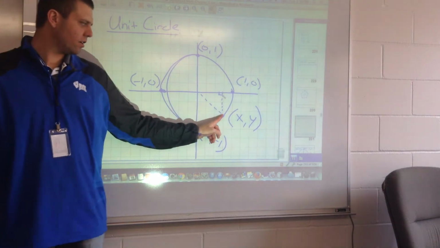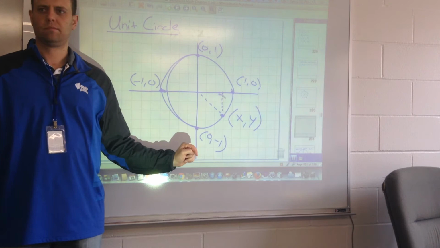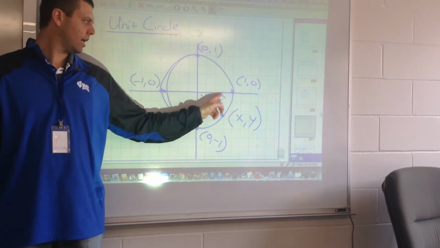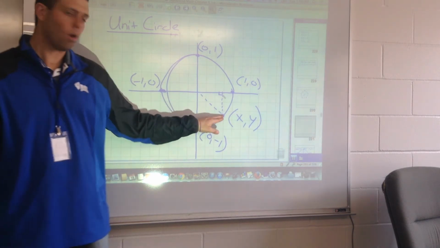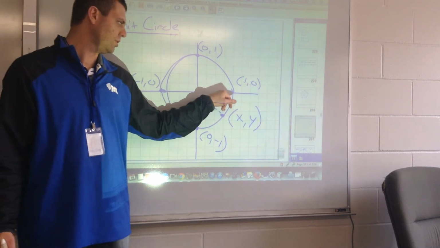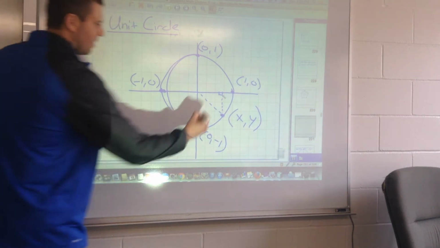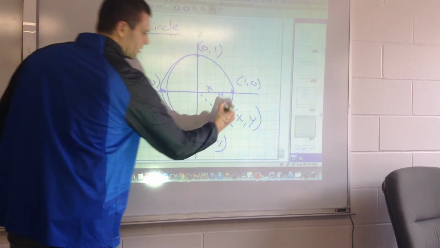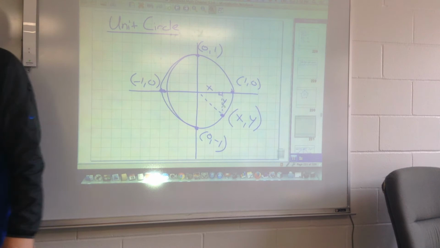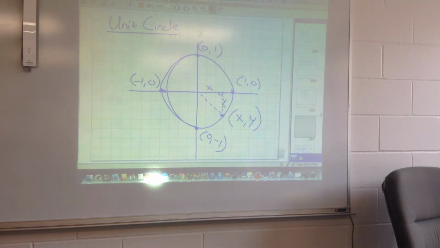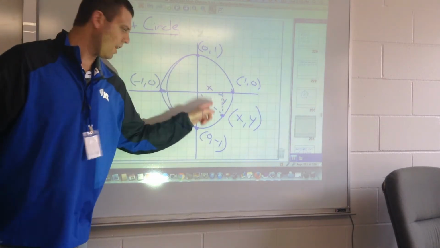If this coordinate right here is x comma y, how long is that side of the right triangle? X. How long is this side of the right triangle? Y, right? Because if this is the coordinate x comma y, we went x units this way and then y units this way to get there, right? So I know that this side of the right triangle is x, this side of the right triangle is y, and how long is that side? 1, because what is the radius everywhere inside this circle? 1. So that's x, that's y, that's 1.